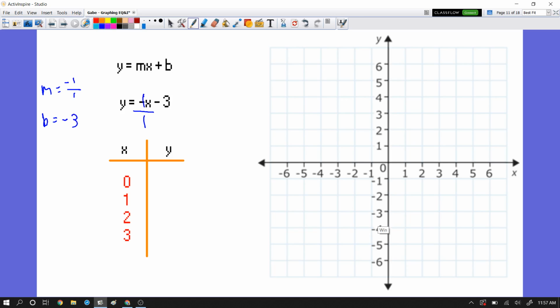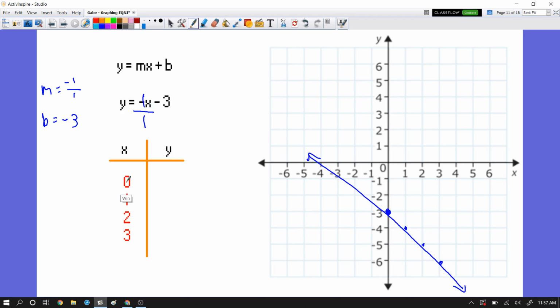So I can automatically go over here and just plot that. Y is negative 3. So what about the slope? Down 1, right 1. If we know we have a negative slope, it should be decreasing, right? It should be slanting downward. So down 1, right 1, down 1, right 1, down 1, right 1. And you can see how that's creating a negative slope. If we read the line from left to right, it's slanting down. That's why we have a negative slope.